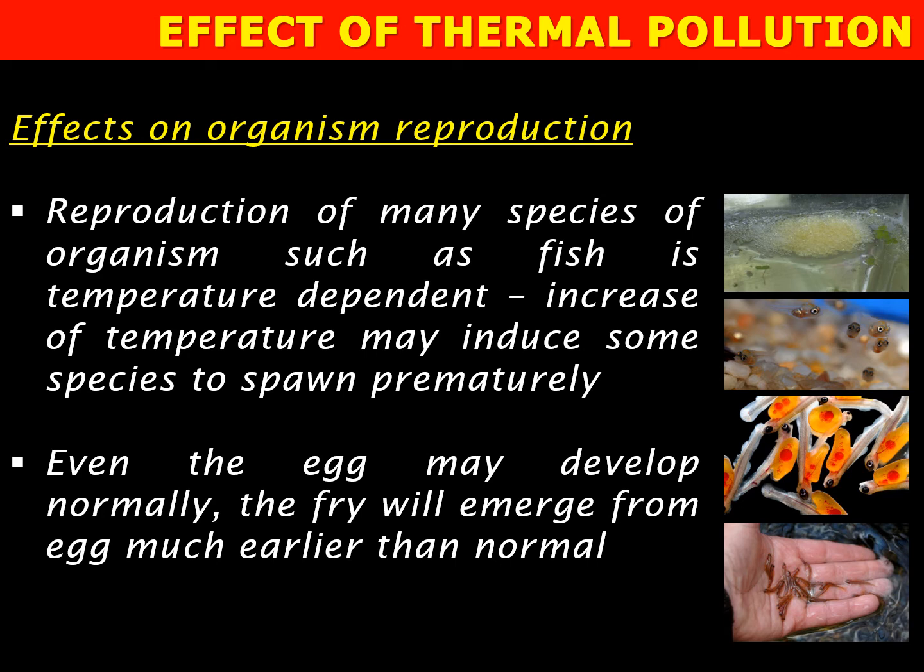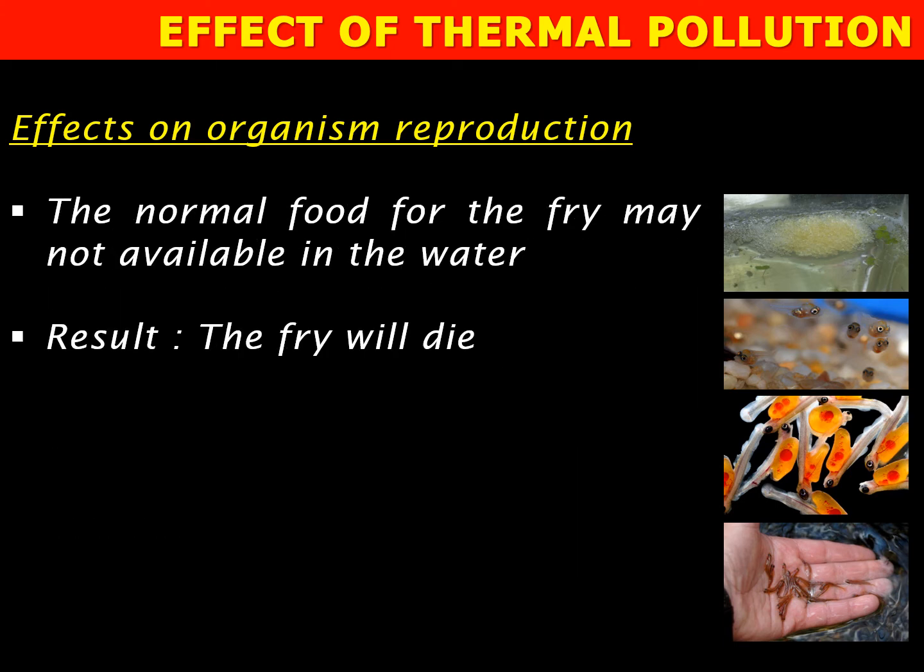The second one is the effect on organism reproduction. The reproduction of many species of organisms such as fish is temperature dependent. The increase of temperature may induce some species to spawn prematurely. Even if the egg may develop normally, the fry will emerge from the egg much earlier than normal. Or the normal food for the fry may not be available in the water. Lastly, the fry will die.